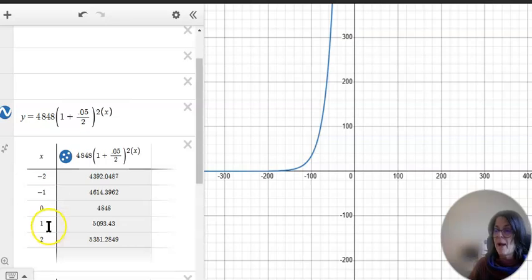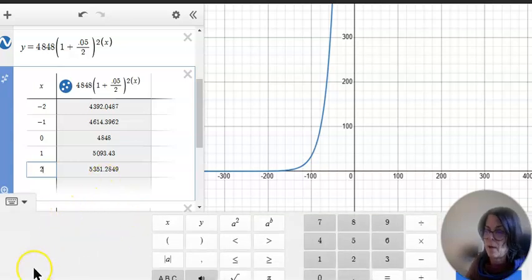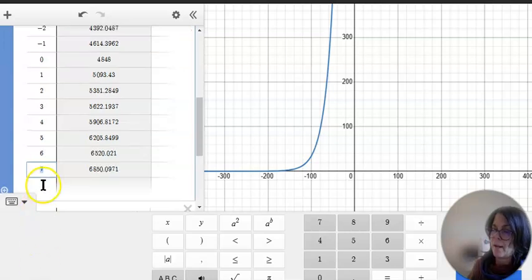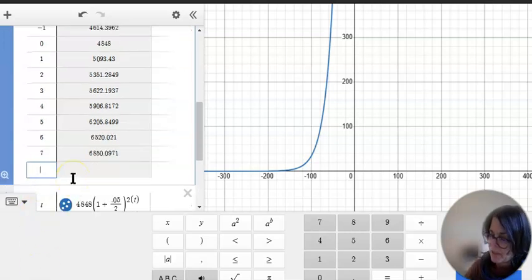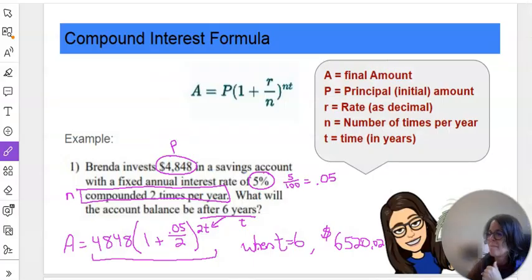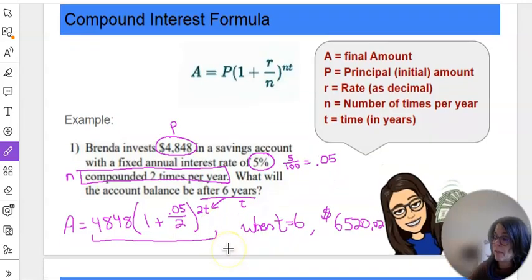So after 1 year, this is the amount in the account. 2 years, that is the amount in the account. And I can enter and add and go to whatever number I want. And if I want to know if I invested this money for 25 years, I can type in a 25 and it shows me that I have over $16,663. All right, so now you know how to write the equation and how to evaluate that equation for a certain number of years.